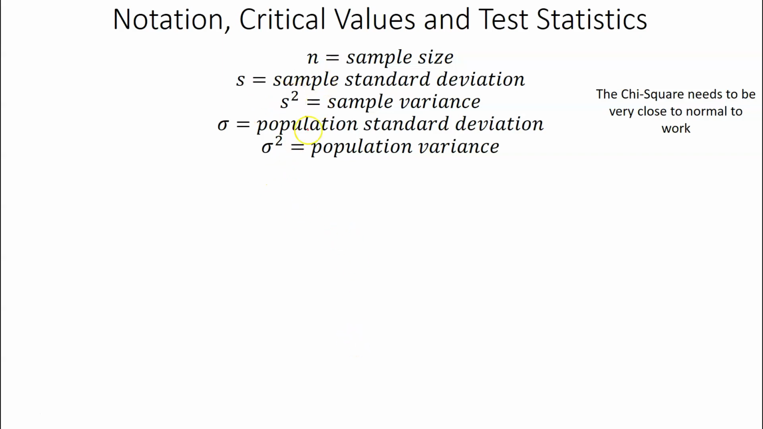There are some parts here that you're going to need to know. n is the sample size. s is the sample standard deviation. Of course, the relationship between standard deviation and variance is a squared/square root relationship. So s squared is the square of that. And of course, then we've got the population standard deviation and population variance. Again, we're just squaring it.